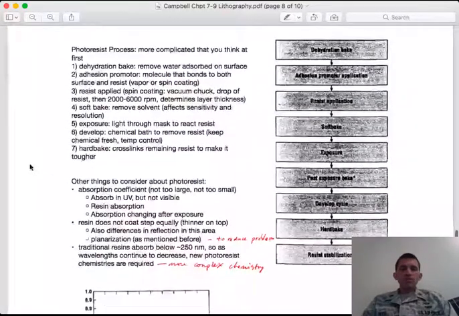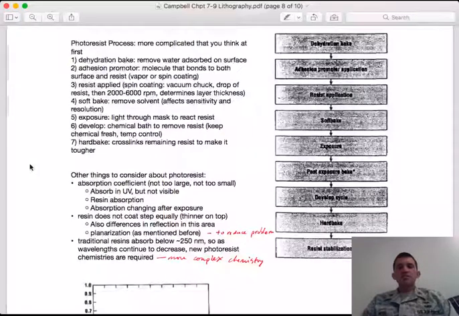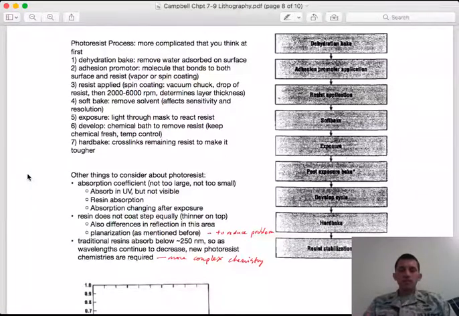Okay, so the process for photoresist is always more complicated than you might think, right? And this is probably a simplification in itself, but there's a couple of steps here that are added in to increase the quality of the end product, as far as adhesion and cleanliness and so forth. So we have some additional steps in actually doing photolithography.